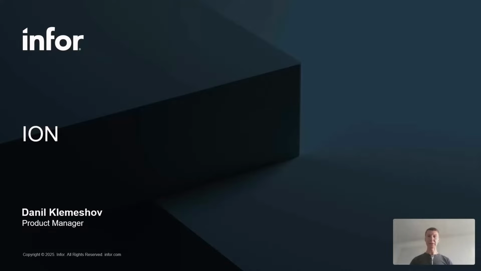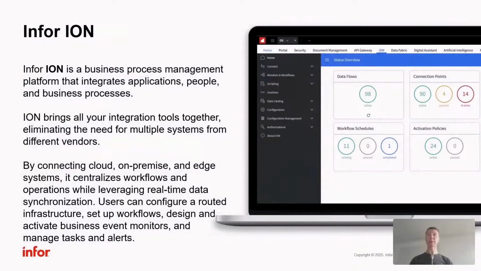Hello, my name is Daniel. I'm a product manager for the Infor iPaaS platform, including Ion. Let me give you a couple of words about Ion. Ion is a solution that allows you to transfer data between applications. And Ion is deployment agnostic, so it means that we can transfer data from on-prem to a cloud and vice versa. And as well, Ion is application agnostic. It means that we can transfer data not only from Infor applications, but from any application to any other application.